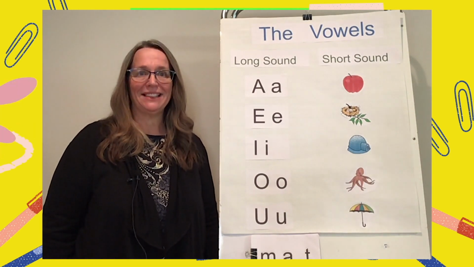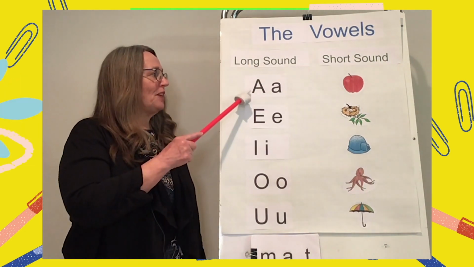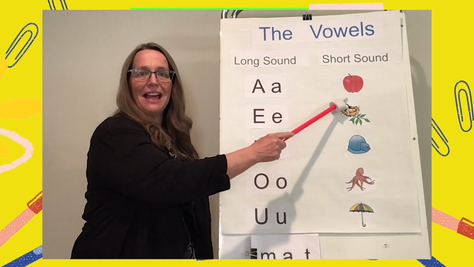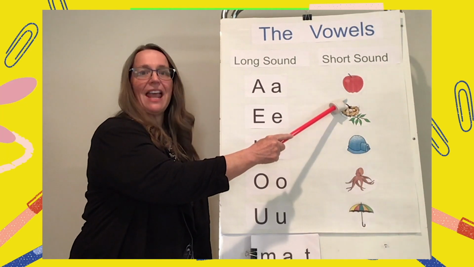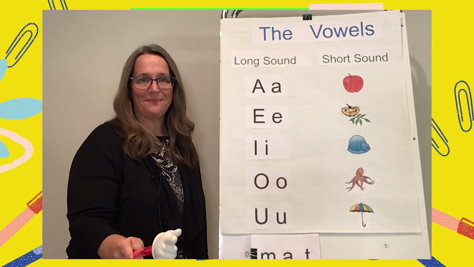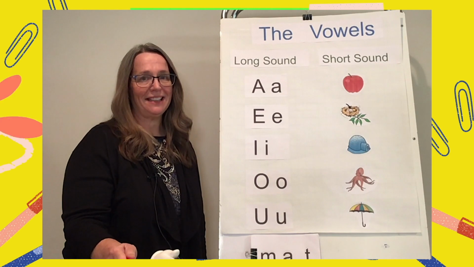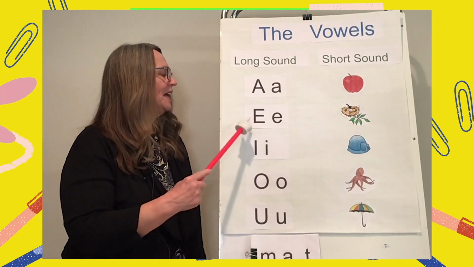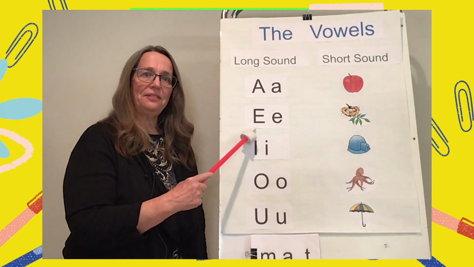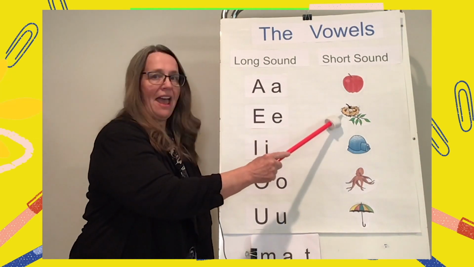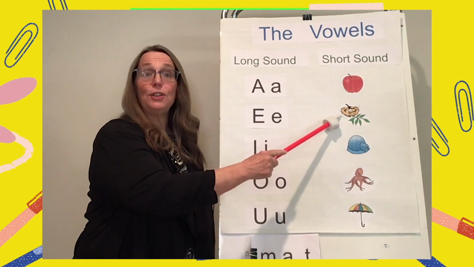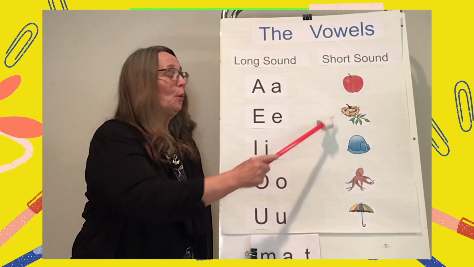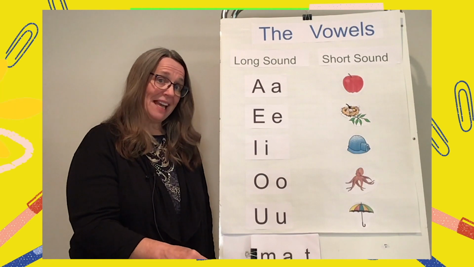Let's practice. The short vowel sound of A is ah, like apple. You say ah. What word is that like? That's right, apple. The short vowel sound of E is eh, like egg. You say that, eh. What word has that sound?